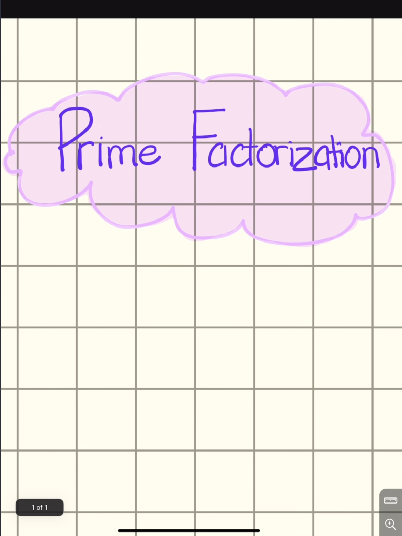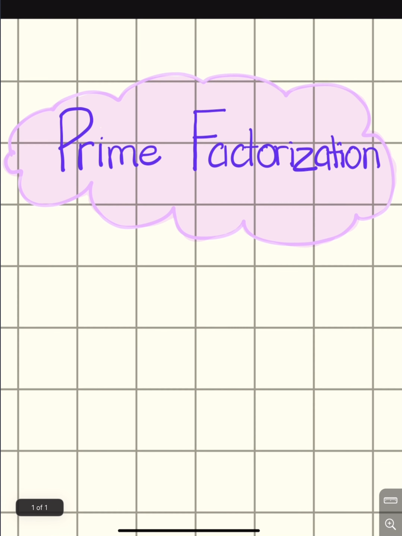In today's video, we're going to be looking at prime factorization, what exactly it is, and some examples as well, so that you can get some practice on how to use prime factorization. To start off, let's define. Prime factorization is a process that we use to write a number as a product of its prime numbers. And the key word here is prime numbers. What exactly does that mean?